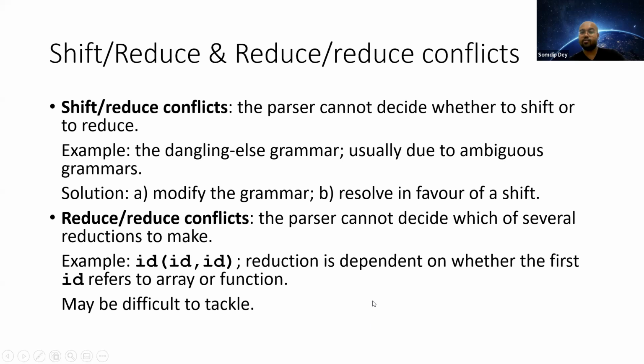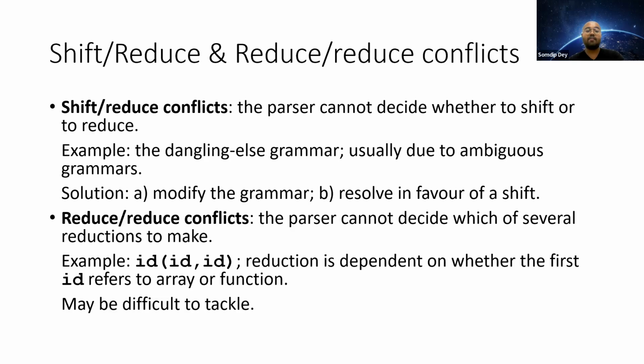Now, what are shift-reduce and reduce-reduce conflicts, right? So shift-reduce is where the parser cannot decide whether to shift or to reduce. One example is the dangling else grammar, where due to ambiguity in which else to choose, it's called a dangling else, and ambiguity occurs because of that. We will see that shortly with an example. But for right now, just keep in mind that the solution to resolve this is to modify the grammar in such a way that it resolves in favor of a shift, a correct shift.